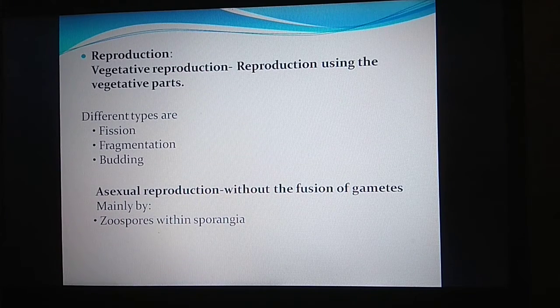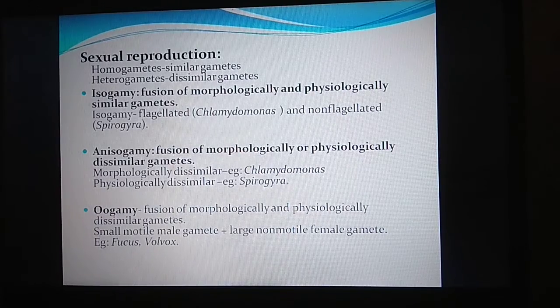Okay, then the asexual reproduction, which involves no fusion of gametes, is mainly carried out by the zoospores within the sporangia. And the sexual reproduction is performed by three processes. First is isogamy, second is anisogamy, and third is oogamy. What is isogamy? Isogamy is the fusion of morphologically and physiologically similar gametes.